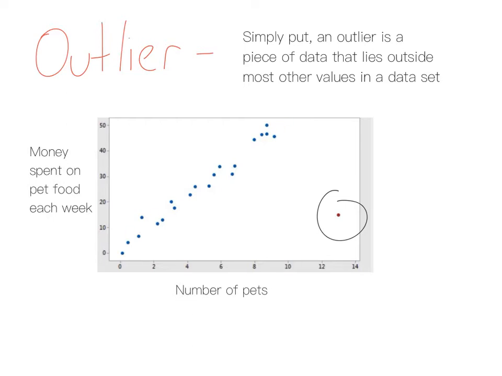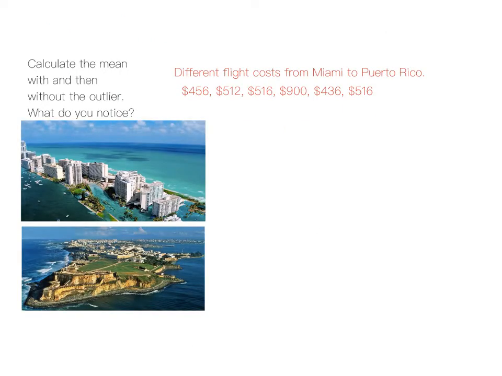obviously different from everybody else. All right, so what you're going to do here is pause the video and try this one. You're going to calculate the mean with and then without the outlier. So you have to figure out which one of these is the outlier. These are different flight costs from Miami to Puerto Rico. So calculate the mean with, then without, and let's talk about that.